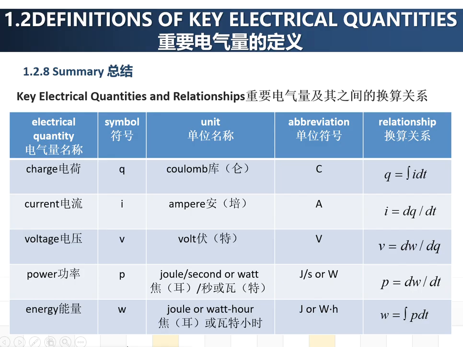Energy is represented using symbol W, meaning work being done. The unit of energy is joule or watt-hour. The abbreviation of energy is capital J or capital W multiply H. The energy is defined as integral of power.